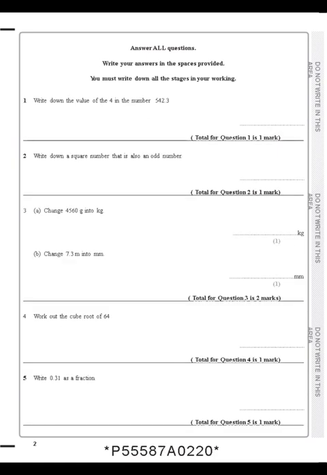Write down the value of the 4 in the number 542.3. So 4 is the tens group, so it's 40. Question 2. Write down a square number that is also an odd number. Your answer could be 9, or you could also put 81.